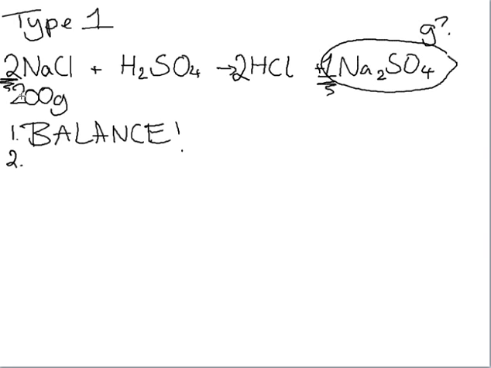For every 2 moles of NaCl, we'd get 1 mole of Na2SO4. It's not for every 2 grams of NaCl, you would get 1 gram of Na2SO4. So the connection here is moles. Therefore, we need to convert the grams to moles in order to find out how many grams are created. So the first step is the basic grams to moles.